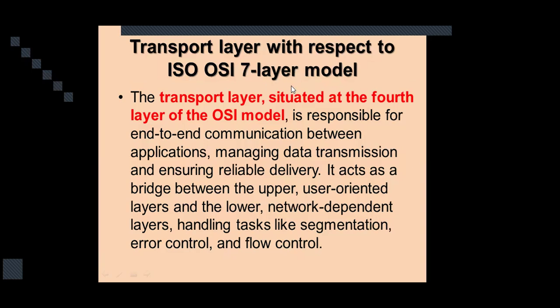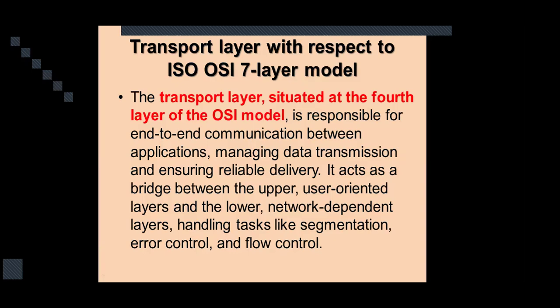The transport layer is situated at the 4th layer of the OSI model. The OSI model is basically a 7-layer model that helps devices to communicate. The layers define different protocols, making data transmission and processing possible, and the transport layer is responsible for end-to-end communication between applications, managing data transmission and ensuring reliable delivery.